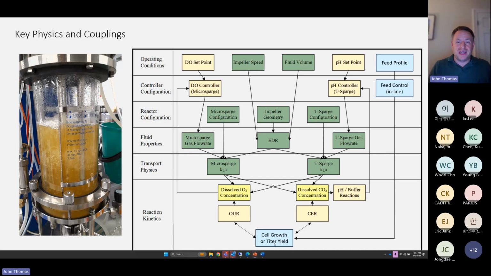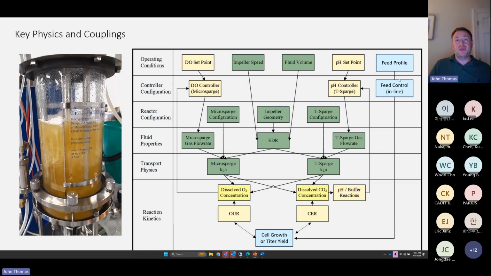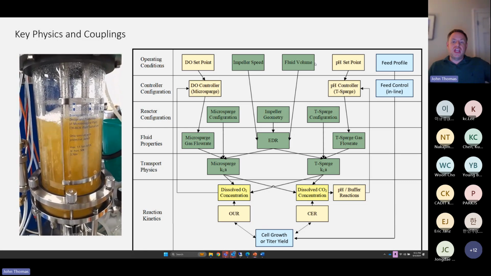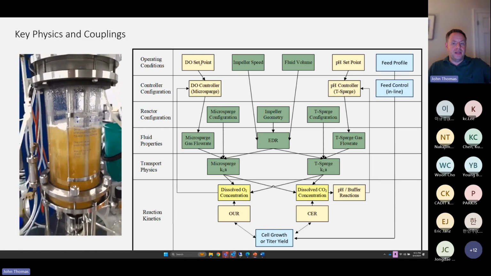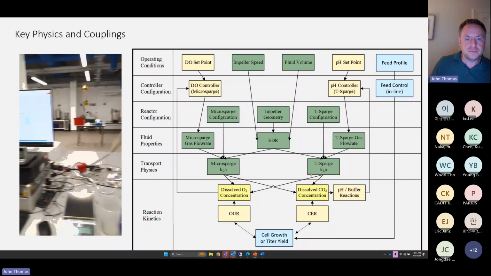And then historically, we've looked at individual boxes. We've used simulation to look at, say, just the EDR around the impeller. Or we've used simulation to look at maybe some sort of estimate of kLa. Or we used CFD simulation to look at maybe the relation between impeller speed, impeller geometry, and EDR. What we can do now, though, with these more modern approaches is look at the holistic picture of all these processes and see directly in the simulation how changing the fluid volume and the DO set point inform cell growth directly in the simulation by capturing these physics explicitly.